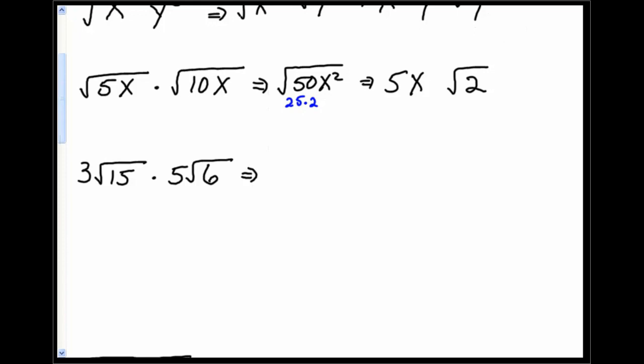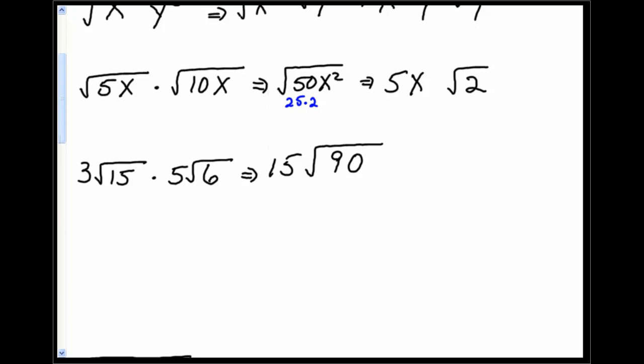Here's another example. Here you can take the 3 times the 5, which is 15. Those two numbers are outside of the radical, so you can multiply them together. Then underneath the radical, you can't simplify radical 15, and you can't simplify radical 6. So 15 and the 6 are both underneath the radicals. You can multiply those together. 15 times 6 is 90.